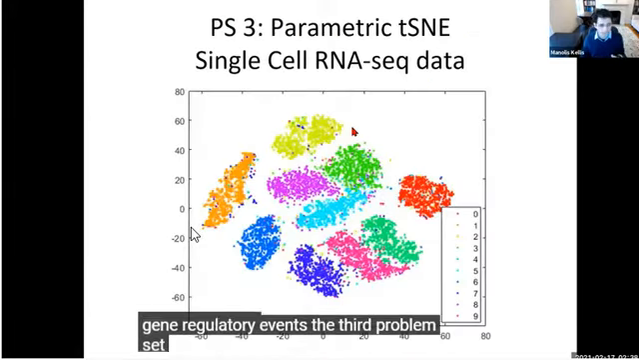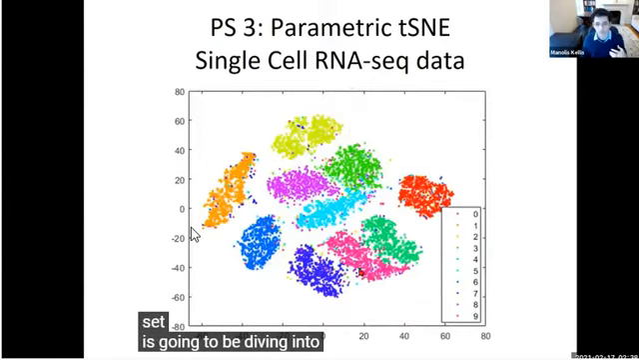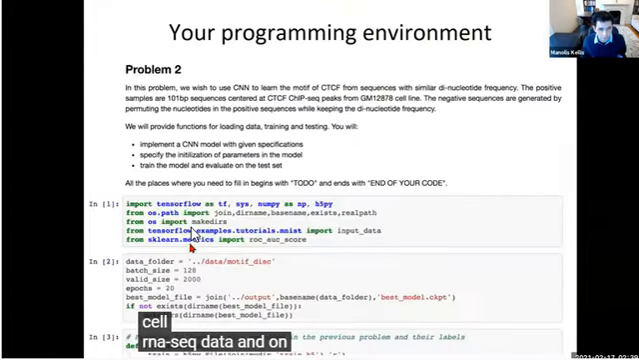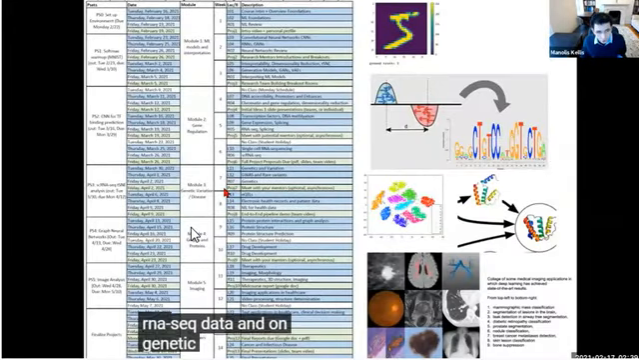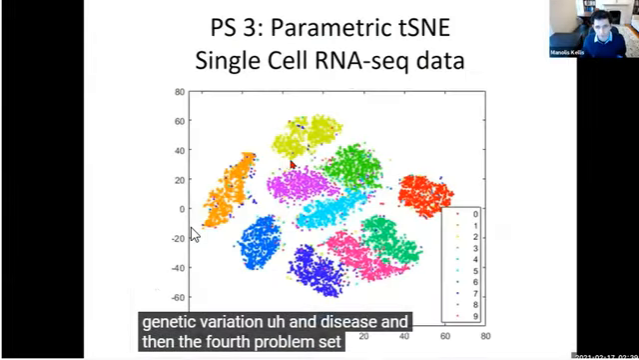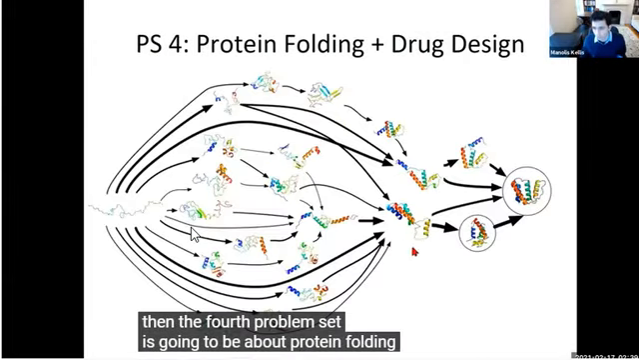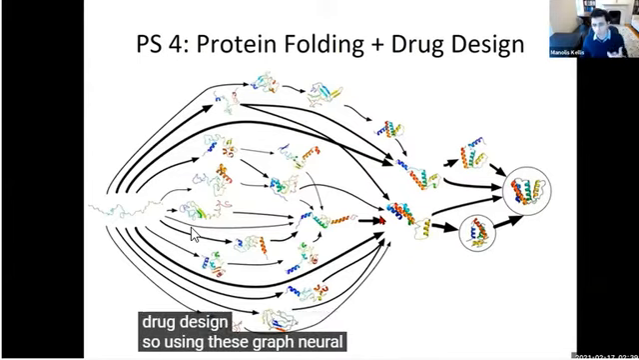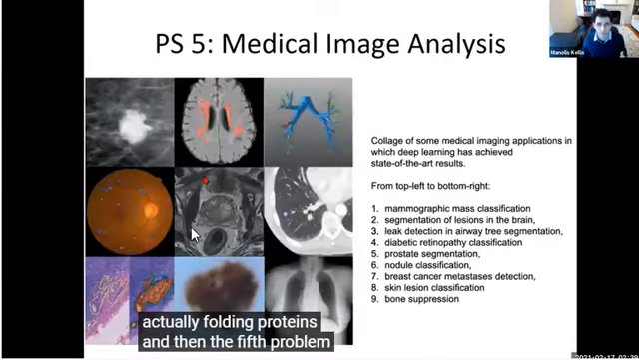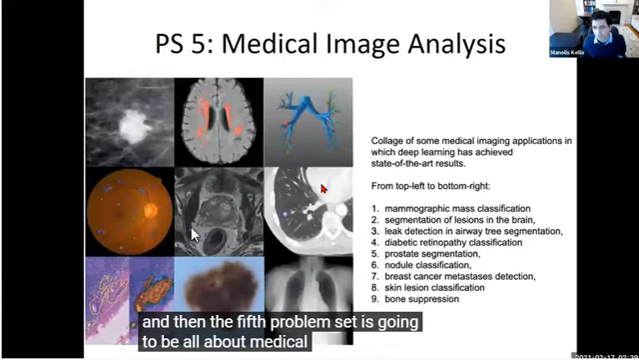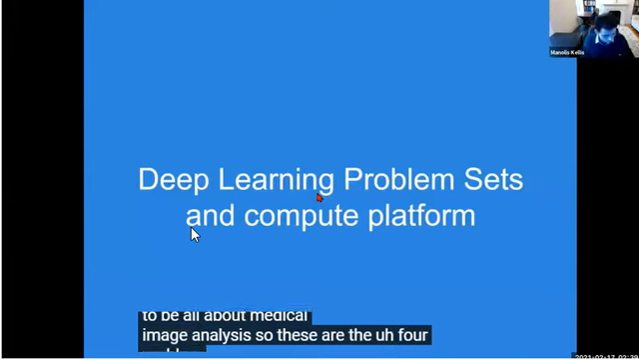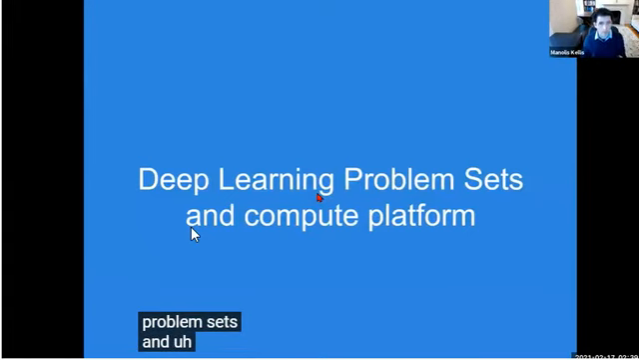The third problem set is going to be diving into both single cell RNA-seq data and on genetic variation and disease. And then the fourth problem set is going to be about protein folding and drug design. So using these graph neural networks for actually folding proteins. And then the fifth problem set is going to be all about medical image analysis. So these are the problem sets.